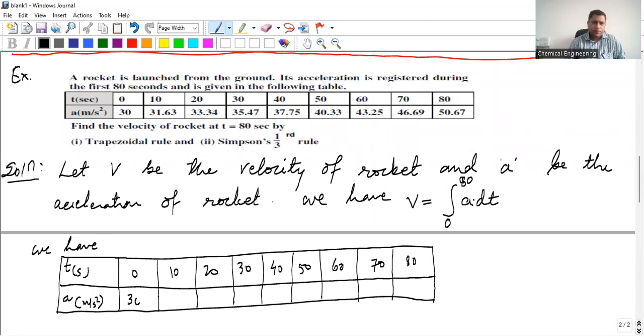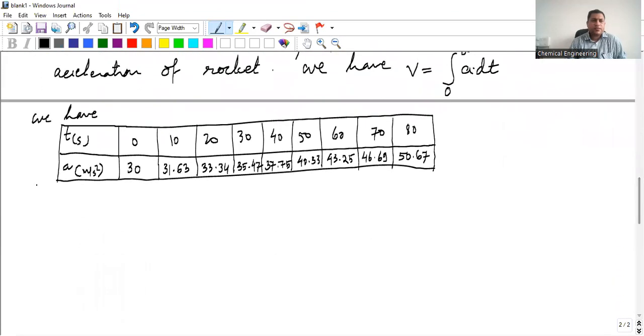The acceleration is given as 30 meters per second square, 31.63, 33.34, 35.47, 37.75, 40.33, 43.25, 46.69, and 50.67 meters per second square. Here t is the independent variable, so this plays the role of x, and a is the dependent variable, so this plays the role of y.